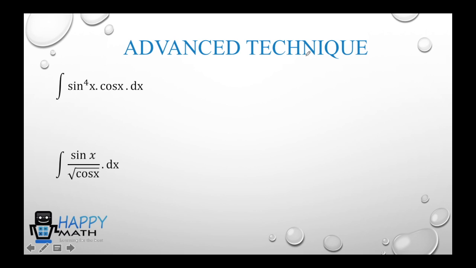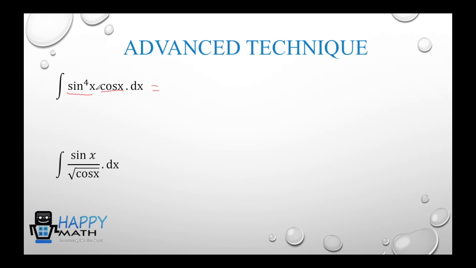Okay, so that is the basic technique for integrating trigonometry. From now you will take the advanced technique for integrating trigonometry functions. You call it an advanced technique, but you have to base it on the basic method of trigonometry integration. And in this one, you get two main functions here, sine power 4 x and cos x.